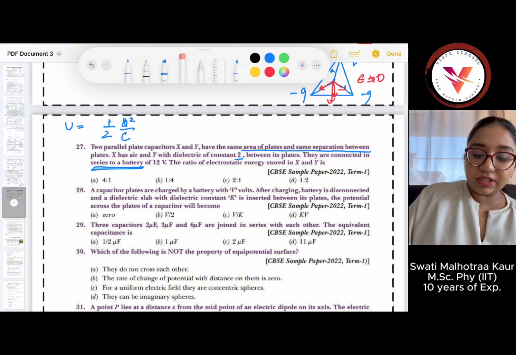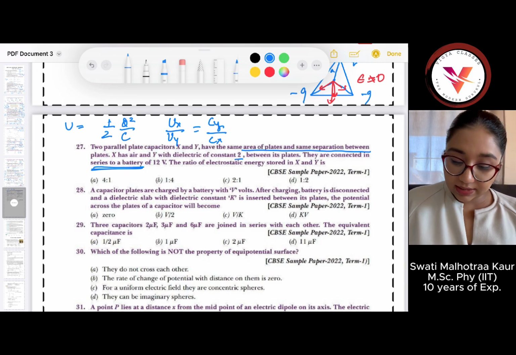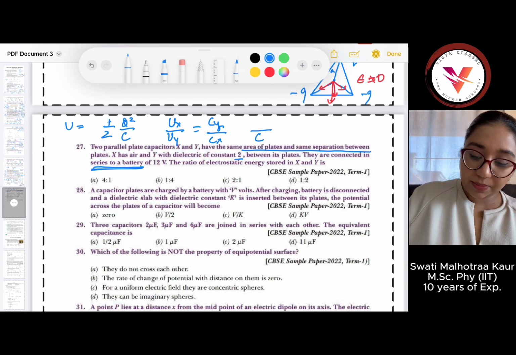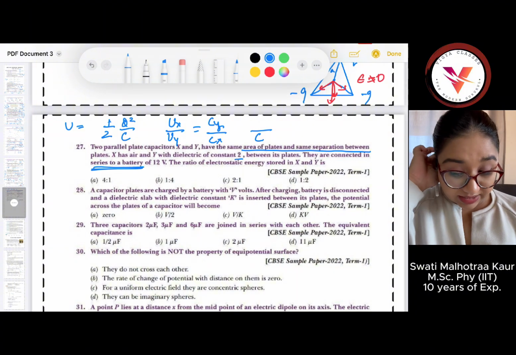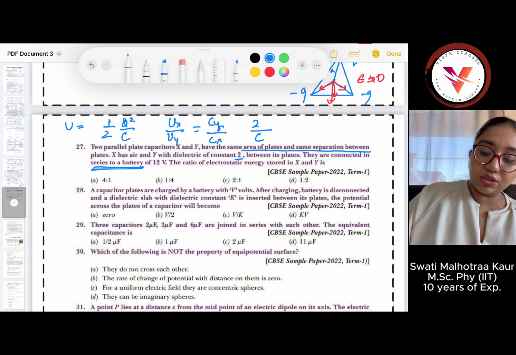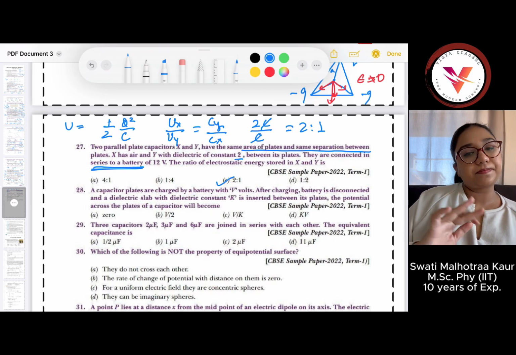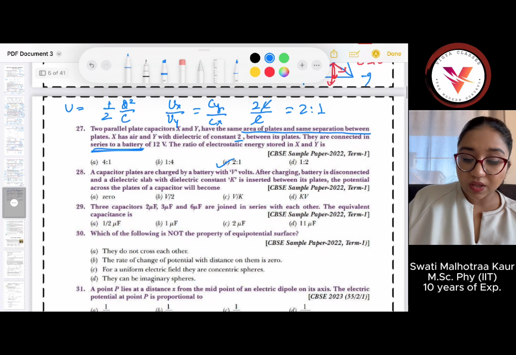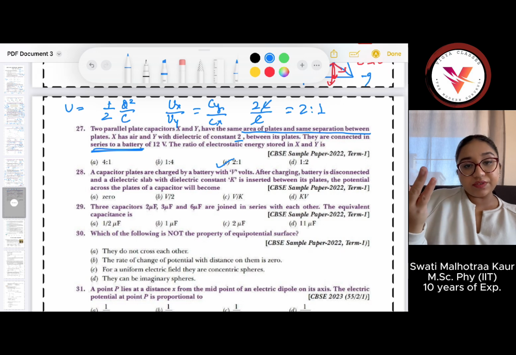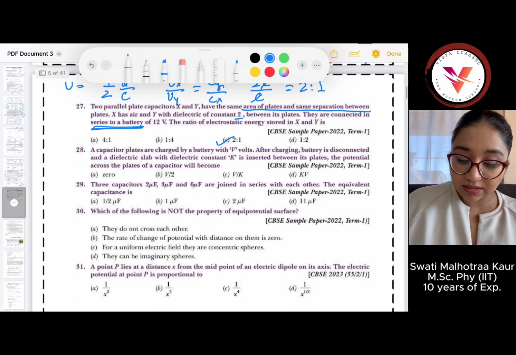So basically just take the ratio of their capacitances. Ux by Uy is equal to Cy by Cx. Cx has air, so it has a capacitance of C, and Cy has a dielectric of dielectric constant 2, that is 2C. So the ratio would be 2:1. As simple. And if it is parallel, then use half CV square because V is constant there.